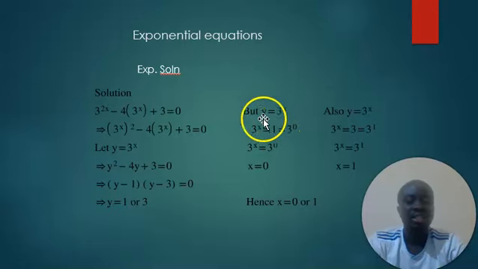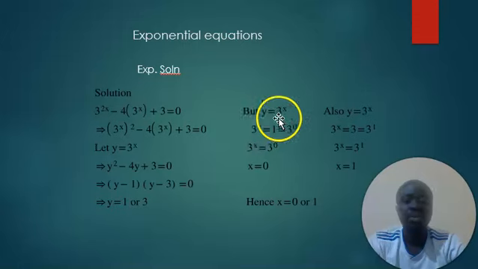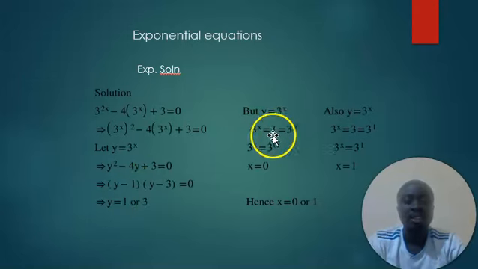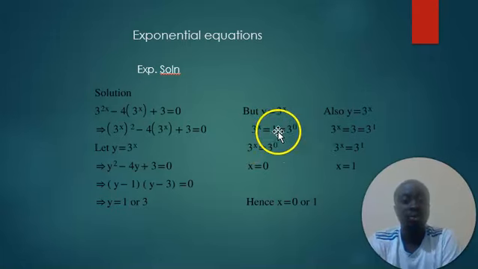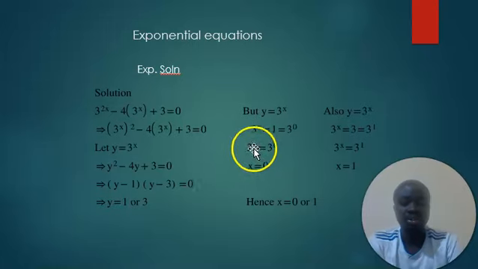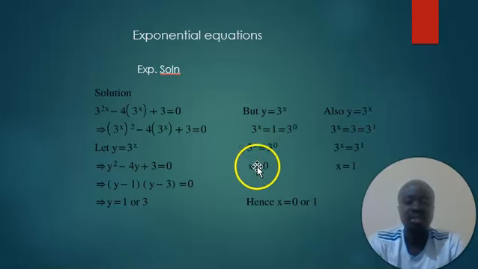But initially we said that let y equal 3 to the power x. So if y is equal to 3 to the power x, we have two values for y, 1 and 3. You take the first one, which is 1. So 3 to the power x equal to 1. But we know that 1 is the same as any number to the power 0. Since we are considering the base of 3, we say 3 to the power 0 is 1. So 3 to the power x is equal to 3 to the power 0. Now the bases are the same, so equate the powers, then we get x equal to 0.